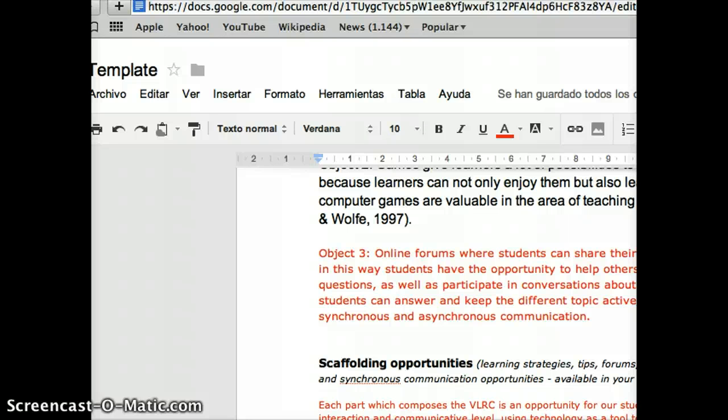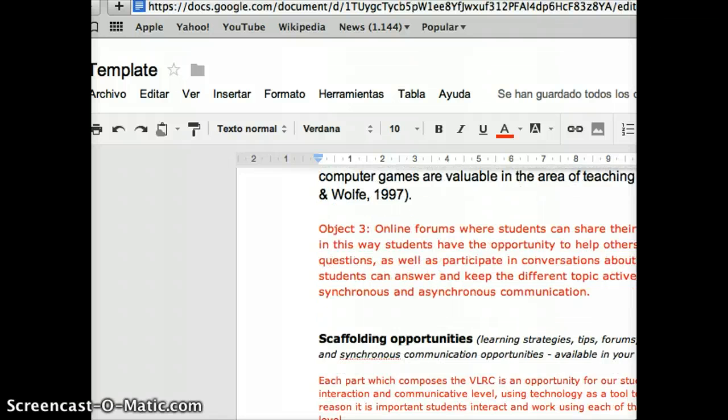In this part, students have synchronous and asynchronous communication. Scaffolding opportunities.